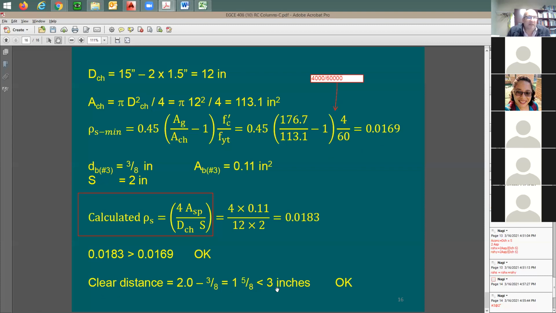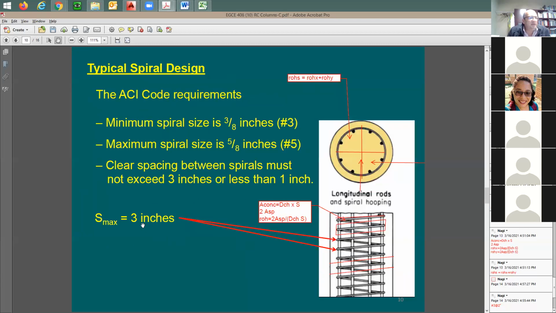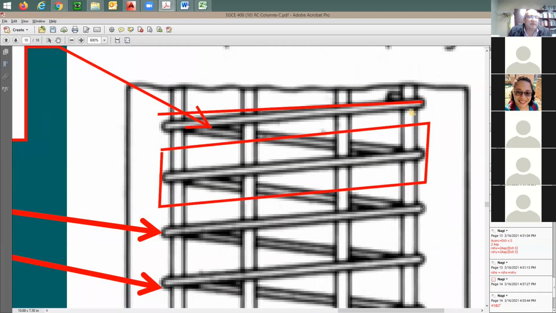It says also the clear distance should range from 1 inch to 3 inches. Now the distance here is going to be 2 inches, right? Subtracting 1 bar diameter to find out the clear distance, this is going to be 1 5/8 of an inch. Let me go back here and just double check this. It says here the clear spacing between the spirals should not exceed 3 inches or be less than 1 inch. What's the clear spacing? From here to there, from this line to this line.